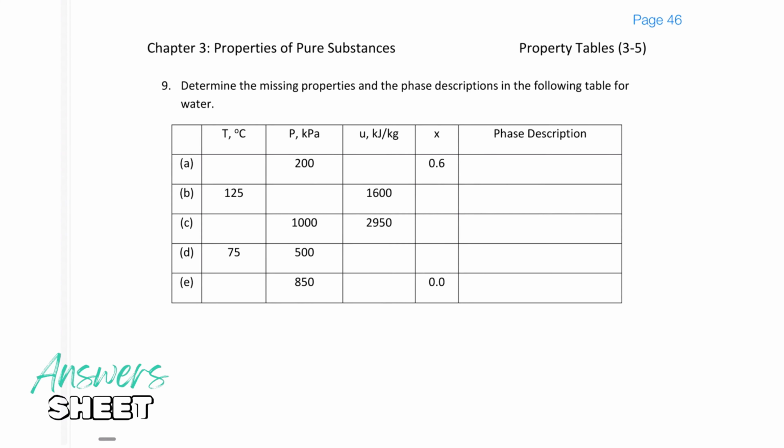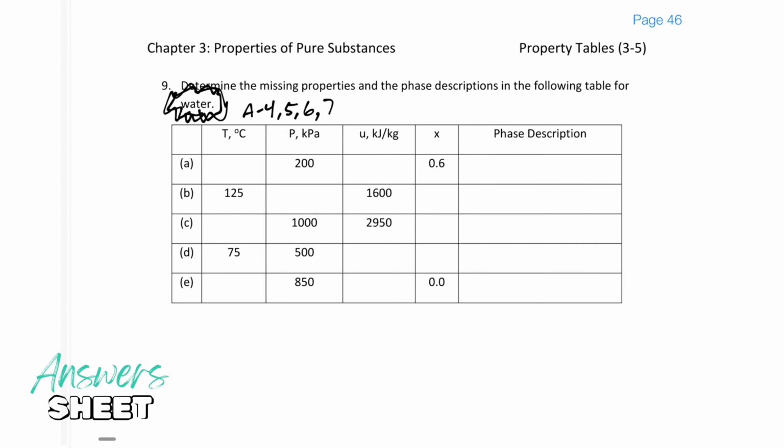So the first thing, determine the missing properties in the phase description of the following table for, all right, is it water or refrigerant? It is water. And also, Celsius, kPa, kilojoules per kilo. This is SI. So I'm going to be looking at Appendix 1, Table A4, A5, A6, A7, not 4E, 5E, 6E, 7E if it was English units, and not 11, 12, 13 if it was refrigerant. Make sure you read this very carefully, because I'll definitely give refrigerant, I'll definitely give English units.